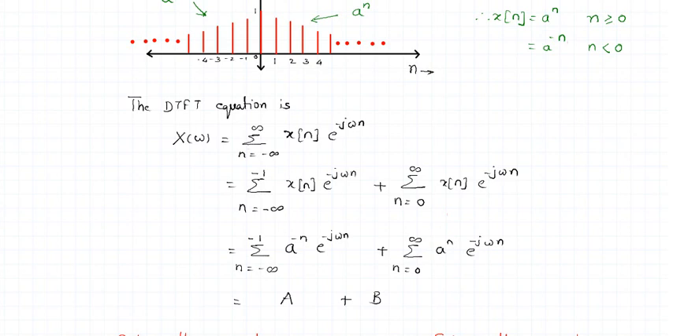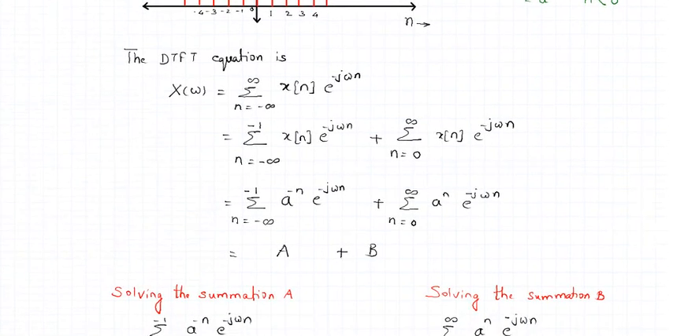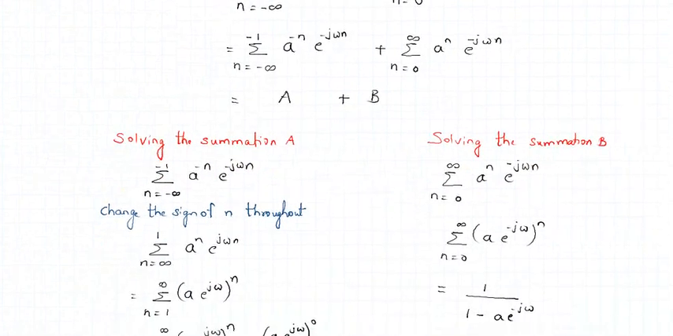Because both the summations have their own process of solving, let the first summation be identified as A, whereas the second summation be identified as B. So as seen here, this part of the summation that we need to simplify, let us call it summation A. And this part of the equation that we are going to simplify and get the result, let it be called B. So we are now going to separately solve summation A and summation B.